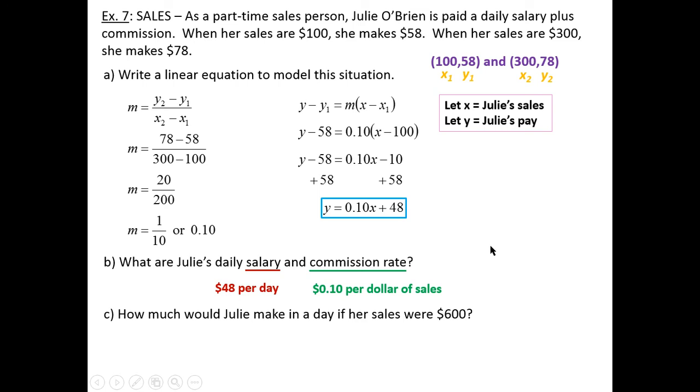But that's not really how it's going to work, because if you remember, we found this equation, and we're going to actually use this equation where we have the x here. We're going to have to plug in a 600. So y equals 0.10 times 600 plus 48. So 0.10 times 600 is going to give me 60, and then 60 plus 48 is 108. So if she had $600 in sales for one day, she would make $108.